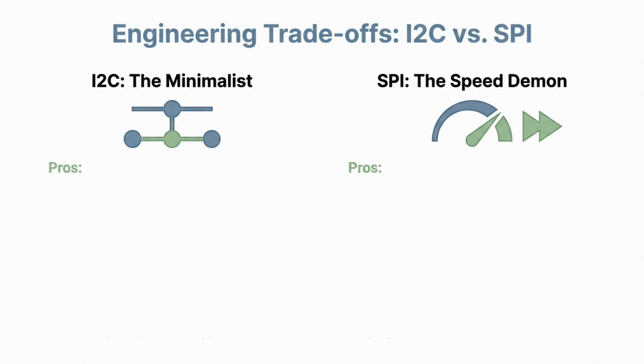Now, as future engineers, your job isn't just to make things work. It is to choose the best tool for the job. You often find yourself at a crossroad. Do I use the simple two-wire approach, or do I go for raw power? This is the ultimate battle: I2C versus SPI.